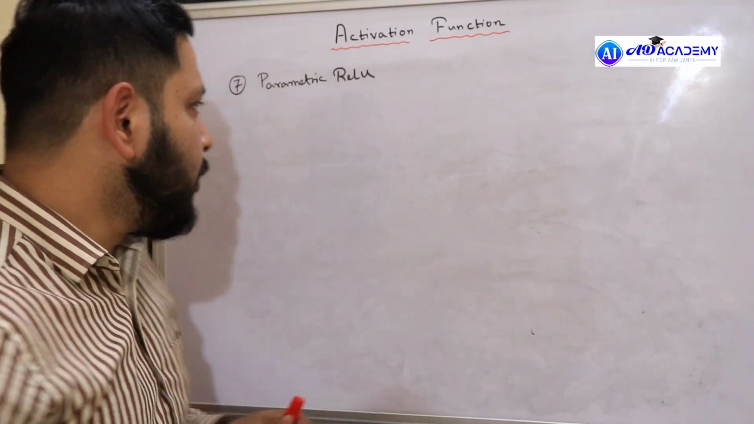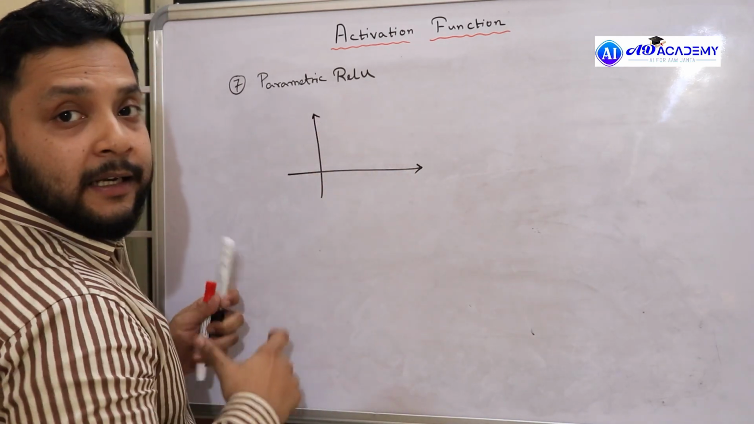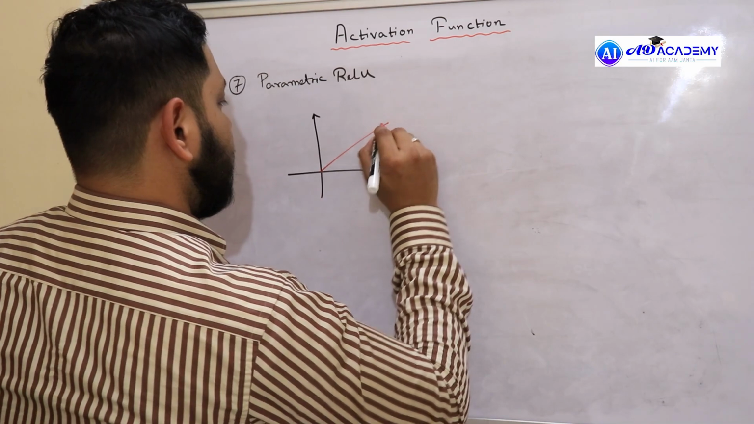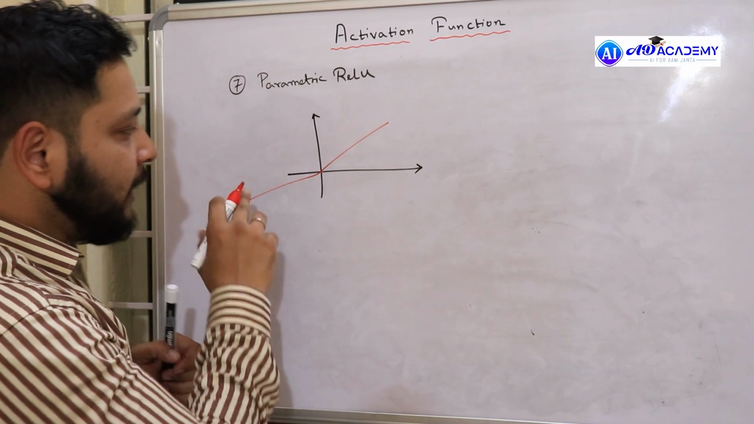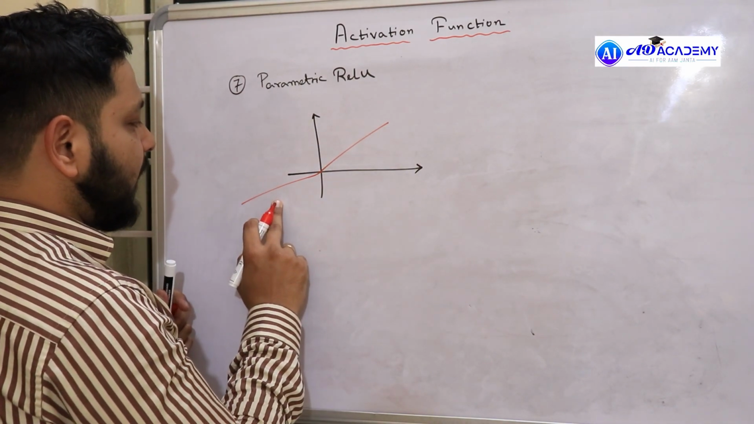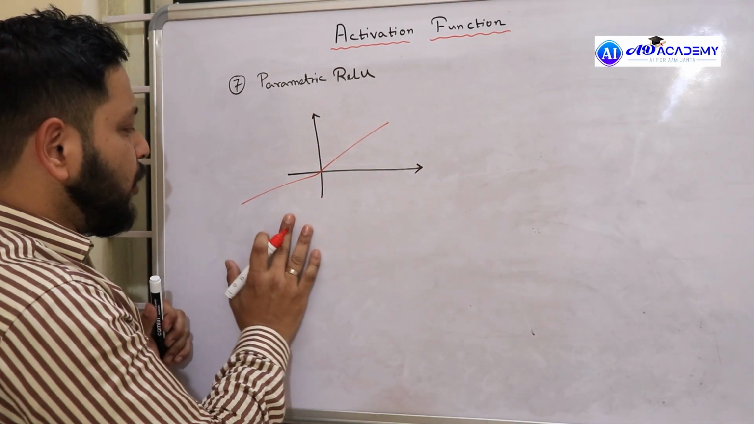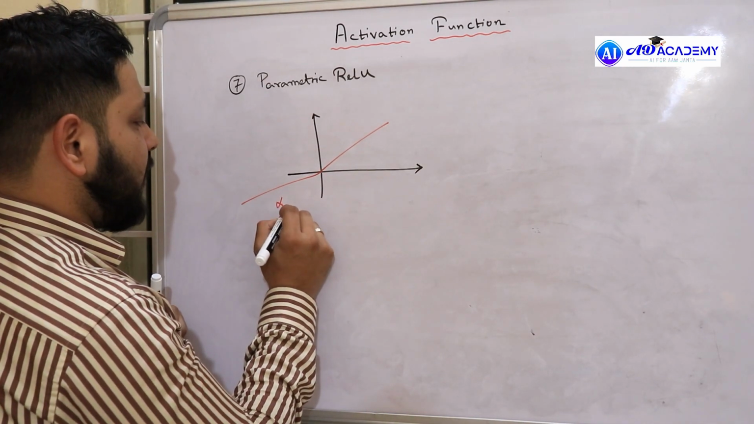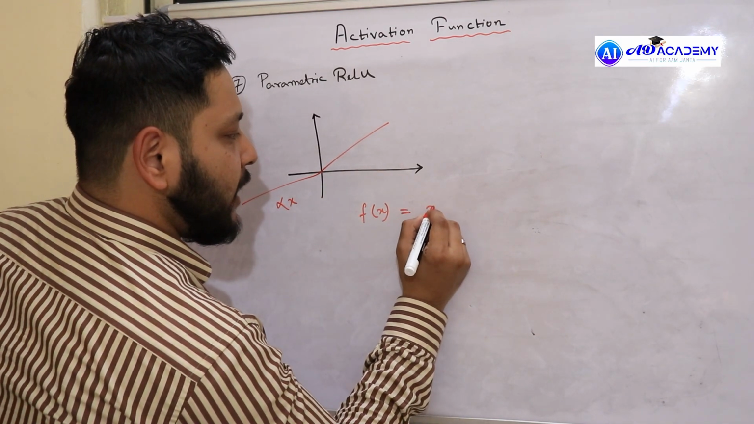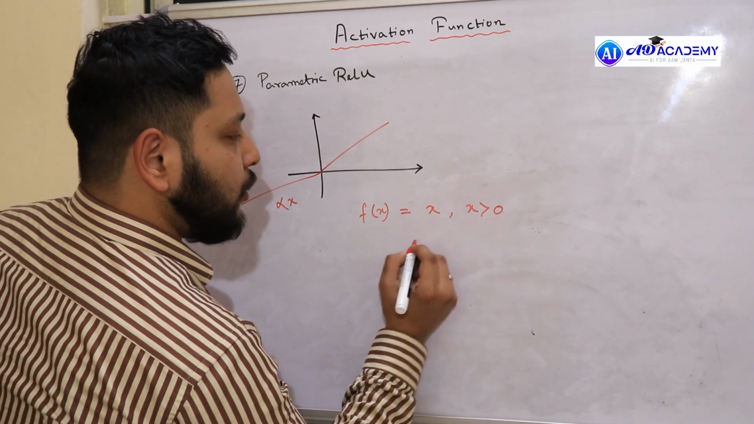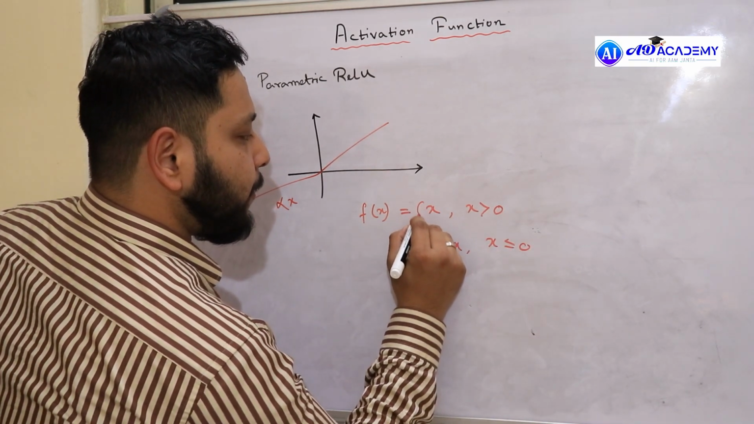Next one is parametric ReLU. Parametric ReLU is similar to that of leaky ReLU. Here this portion is same, and in this portion it is kind of leaky ReLU. In leaky ReLU what I have mentioned is that there is some value to these things, though it is not 0, but there is some value. We can mention it as, say, alpha of x. So we can say f of x is equal to x for all x greater than 0, or this is equal to alpha of x for x less than or equal to 0.